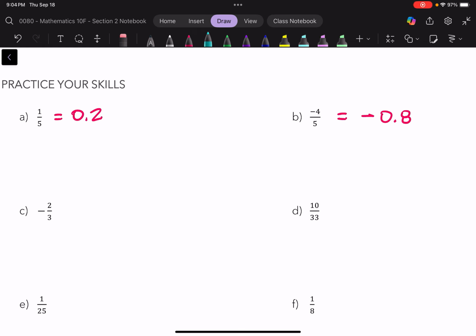Another way you could have done this, some people might have said, if I have -4/5, I can make this into an equivalent fraction where the denominator is a power of 10. So you might have got -8/10, which gives me -0.8, which is what I have in decimal land over here.